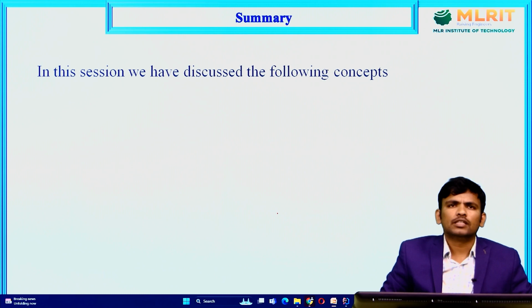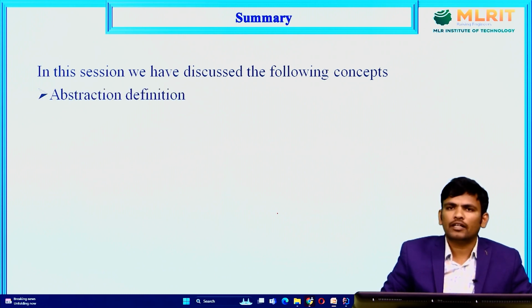Coming to the summary of this session. In this session I have covered the abstraction definition. As I mentioned, abstraction means hiding internal implementation and showing only essential information to the user. If you want to hide the internal implementation of any class or method, we need to use abstract classes or abstract methods.